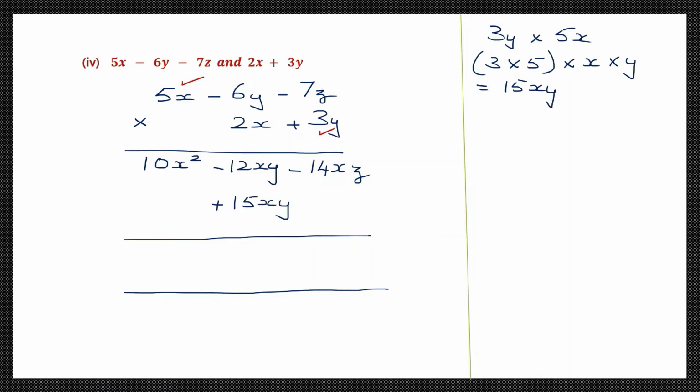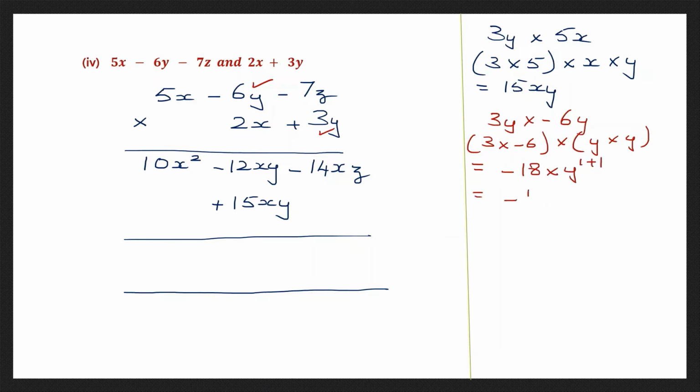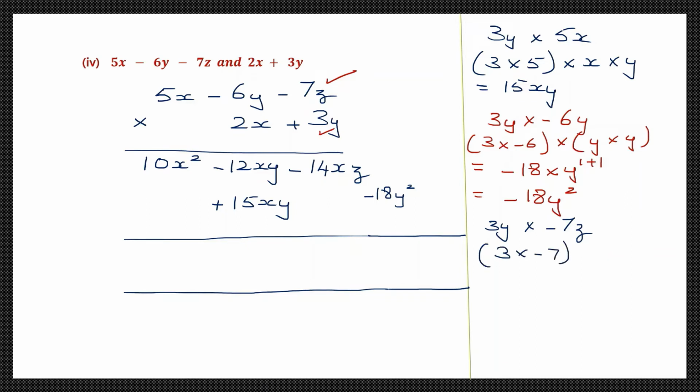Now let's take plus 3y and minus 6y. So 3 into minus 6 into, now we have two y's, y into y. Let's multiply this. Minus 3 6s are 18 into y to the power of 1 plus 1, which is minus 18y squared. We don't have a column, so we'll write it separately. Minus 18y squared. So now we are taking plus 3y and minus 7z. So let's multiply the numbers. 3 into minus 7, then we have 1y and 1z. So this becomes minus 3 7s are 21yz. We don't have a column, so we'll write it separately. Minus 21yz.